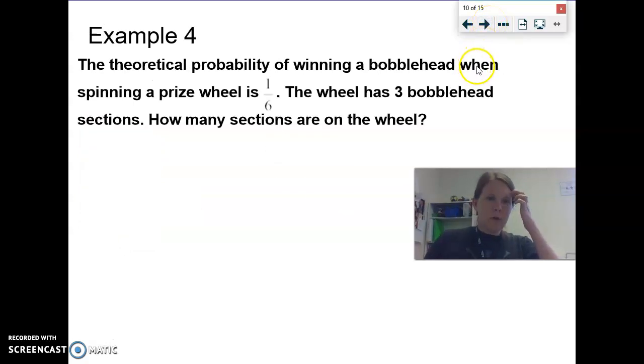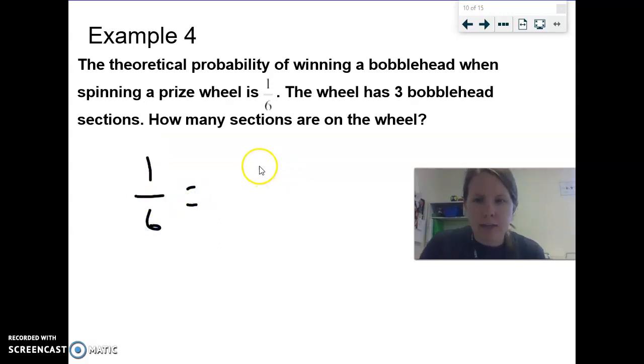So then, example 4. Theoretical probability of winning a bobblehead when spinning a prize wheel is 1/6. The wheel has 3 bobblehead sections. How many sections are on the wheel? Okay, so we're going to have to set up our proportions here. So we're going to have 1 out of 6 equals, and we're going to set them equal to each other. Now, the probability of winning a bobblehead is 1 out of 6.